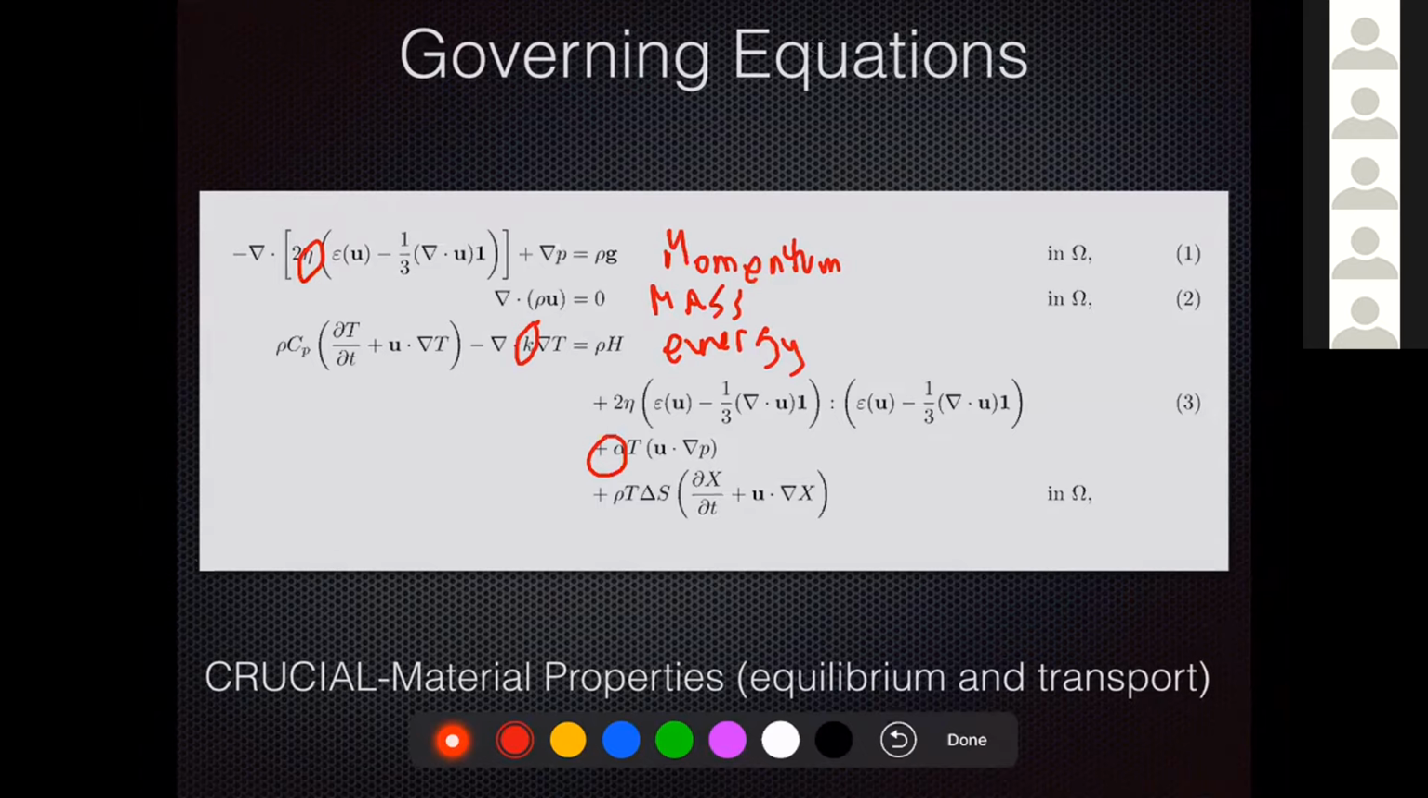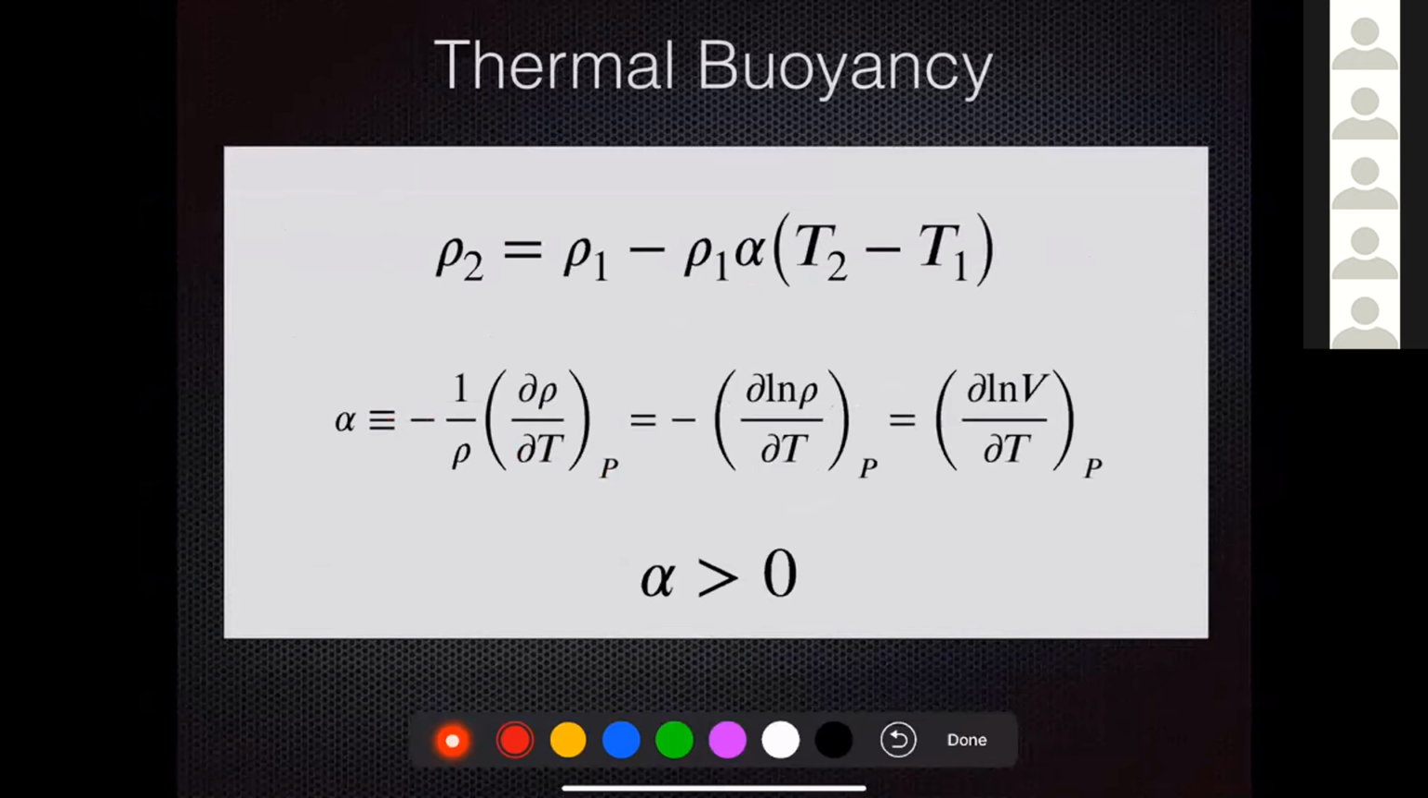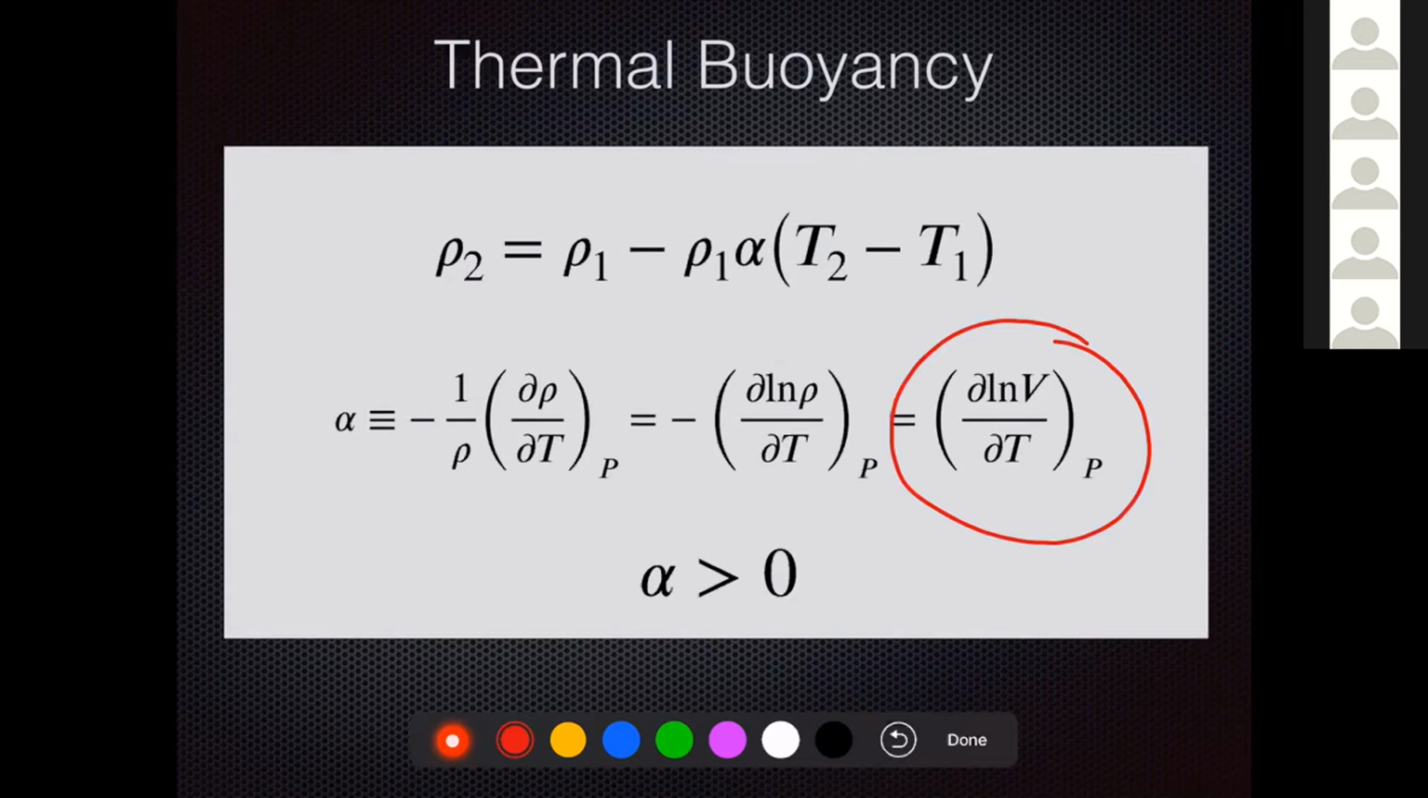Now in perhaps simpler terms, without thermal expansion, you wouldn't have convection. So thermal expansion is defined, as you see in this slide, as the change of density of the system or the change of volume of the system with respect to temperature at constant pressure. And you see it defined here with logarithmic derivatives, which are very common in thermodynamics, at constant pressure. So it's a change in volume, or you can do it as the change in density, with a negative sign in front.